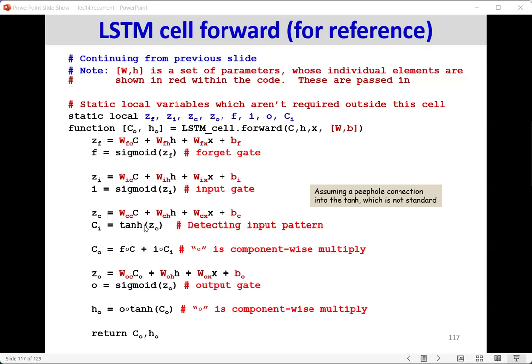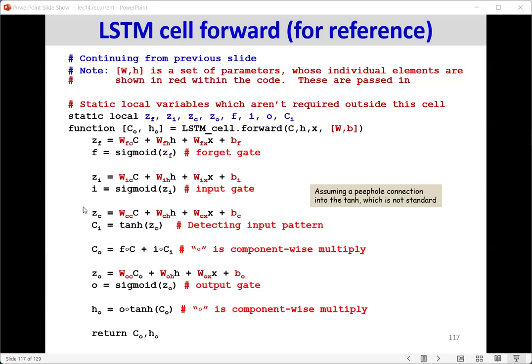So here's what the forward computation did. In the forward computation, you first computed the affine value for the forget gate, then put it through a sigmoid to get the forget gate value. You computed the affine term for the input gate and then put it through a sigmoid. Then you computed the affine term for the pattern detector and detected the pattern.